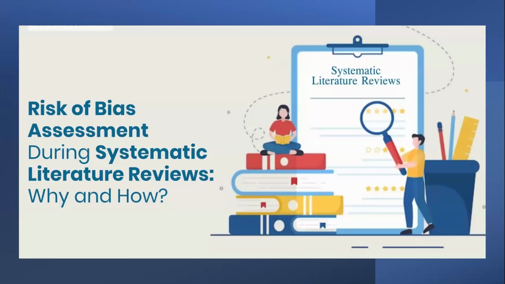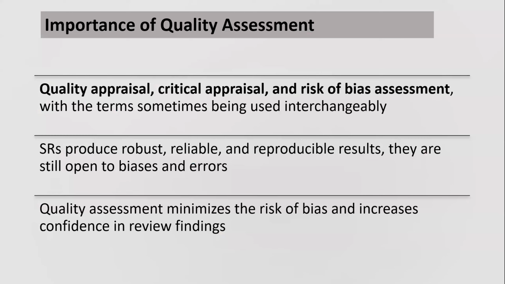So, risk of bias assessment during systematic literature review. Why we have to do this and how we are going to assess the quality of the studies. Before that, we'll go through what is the importance of quality assessment, like why we have to do the quality assessment. Quality assessment can be used interchangeably; it can also be called quality appraisal, critical appraisal, and risk of bias assessment. When you look at papers that are already published, like systematic reviews, some papers might mention it as quality appraisal. In some papers, you can see critical appraisal, or they can also report it as risk of bias assessment.